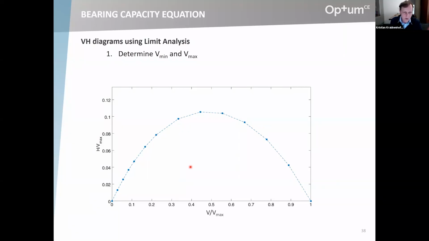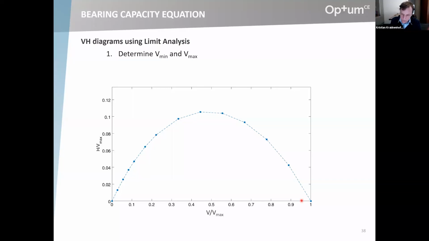So you can do it in different ways, and it's somewhat problem dependent. Exactly, is it a VH diagram or VM diagram, or what is it that you're looking at? But in this case, with a VH diagram, what you want to do is first know what the limits are with respect to V. So determine the minimum V and the maximum V. The minimum is of course 0, so that's kind of trivial. And then the maximum vertical force, that's a regular bearing capacity calculation.